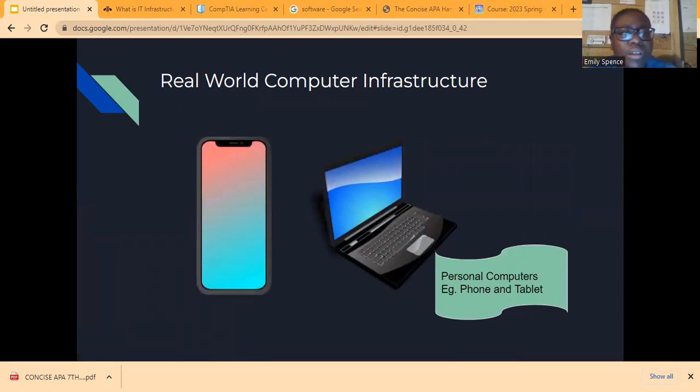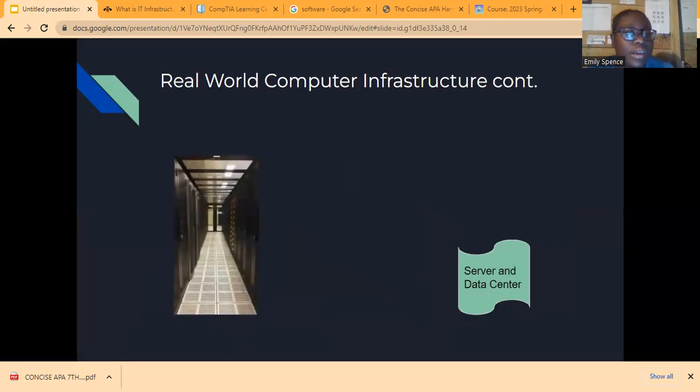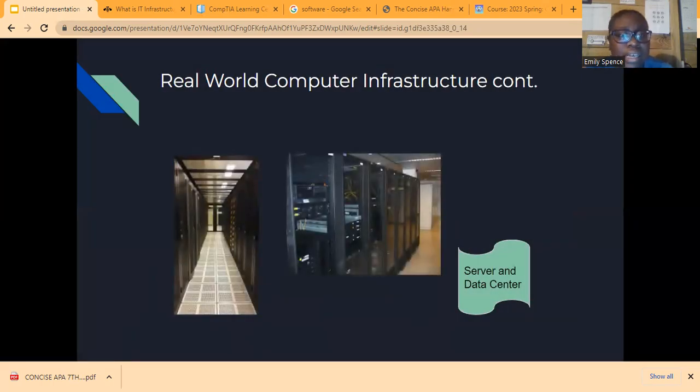Here we have some real world computer infrastructure. We have the telephone and the laptop. Both have hardware components, input and output. They have a software and an operating system, and they're able to connect to a network. Here we have the server and data center. They have the same components as a desktop, that is the input and output devices, and they also have an operating system. They are, however, more powerful and support several users on the network.